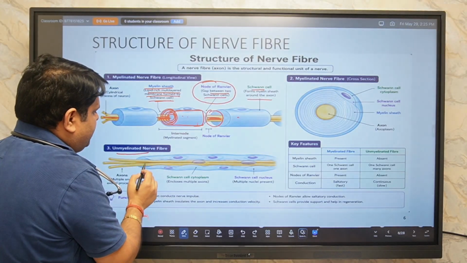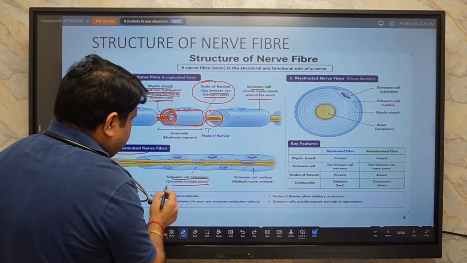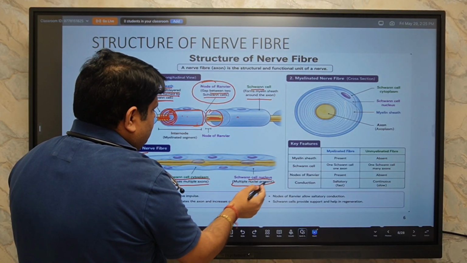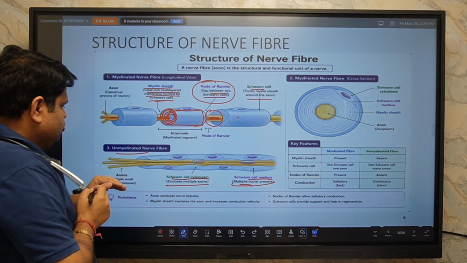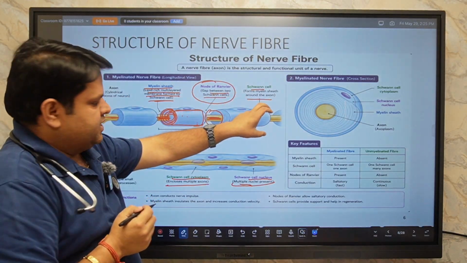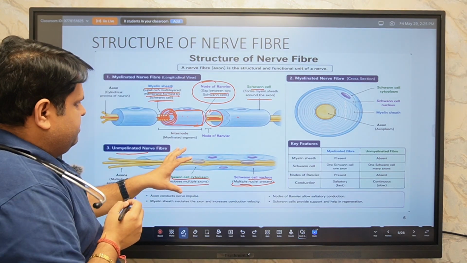In an unmyelinated fiber there is no myelin sheath. The axon is covered by Schwann cells, and in the Schwann cells there are nuclei, multiple nuclei present. So basically in a myelinated nerve fiber there are multiple Schwann cells, but in an unmyelinated fiber a single Schwann cell covers multiple nerve fibers.